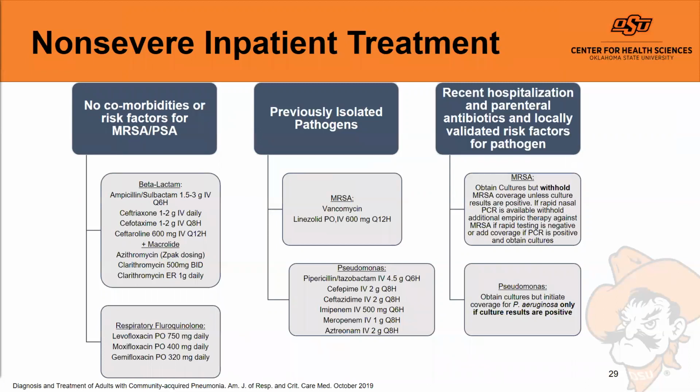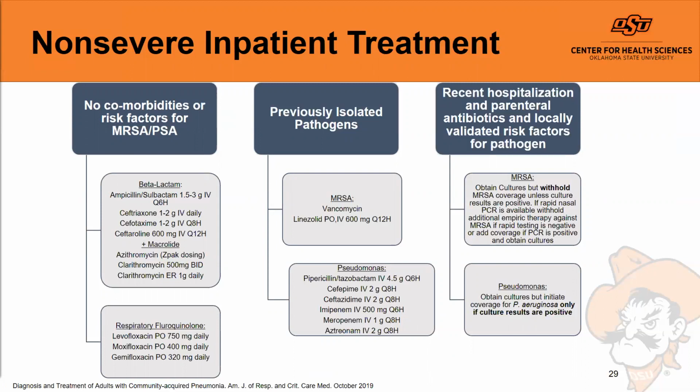So imipenem we have to be careful with, as it's the most likely to cause seizures of the beta-lactams. So if a patient has a history of seizures, it may not be a good option. Meropenem or aztreonam are other options. Aztreonam can be used if a patient has a true penicillin anaphylactic reaction.